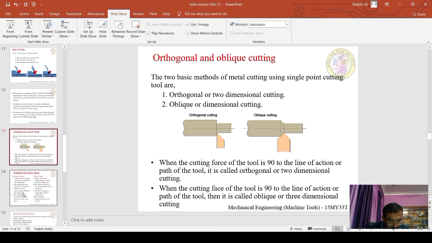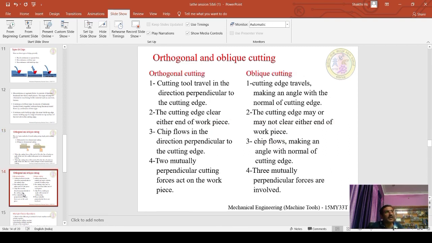Next are the fundamental differences between orthogonal and oblique cutting. In orthogonal cutting, the tool travels in a direction perpendicular to the cutting edge. In oblique cutting, the tool travels making an angle with the normal of the cutting edge. In orthogonal cutting, the cutting edge clears either end of the workpiece, and in oblique cutting, the cutting edge may or may not clear either end of the workpiece. Next, the chip flows in the direction perpendicular to the cutting edge in orthogonal cutting, and the chip flows making an angle with the normal to the cutting edge in oblique cutting.